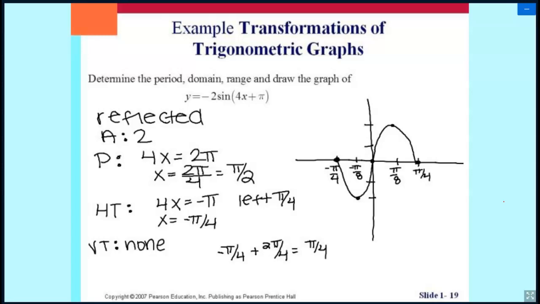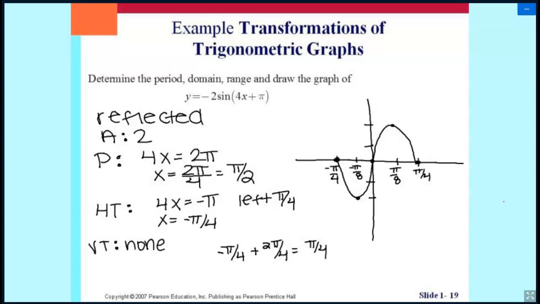There is no up or down because there's no value at the end of the trigonometric function. So there's no vertical translation. This graph represents one cycle or one period.